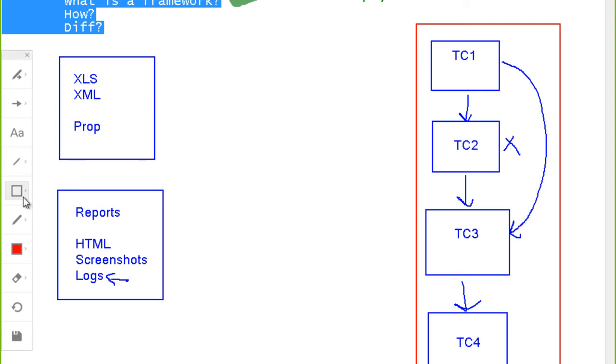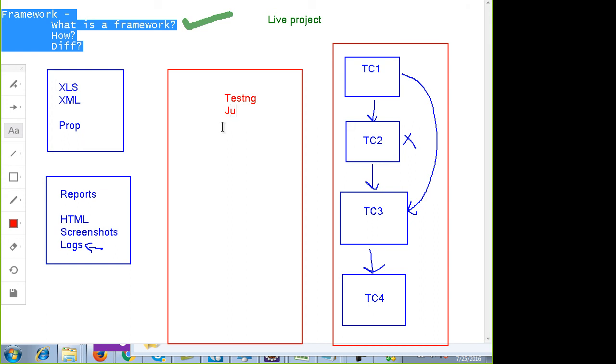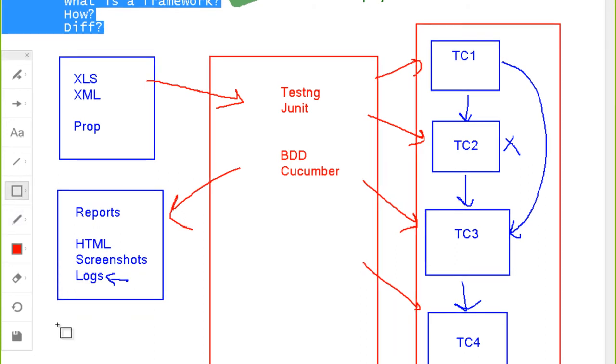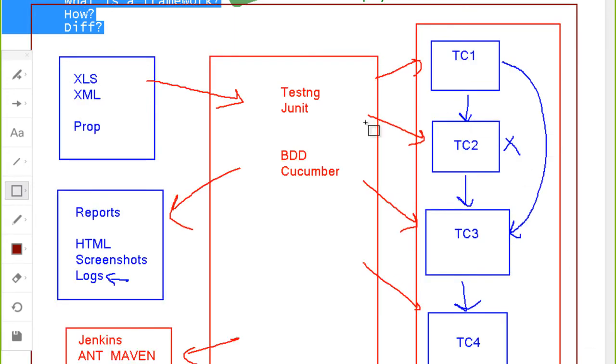You have to bring in a centralized controller. This centralized controller is the TestNG framework, or sometimes people use JUnit, or BDD frameworks like Cucumber. These frameworks control everything. They read the data, call the respective test cases in a certain order, and pass the data over to the test cases. They help you generate HTML reports with screenshots, logs and everything. Moreover, in future, if you have to integrate the project with Jenkins, or run it with Ant or Maven, these tools also help with that. The complete picture is known as a framework.